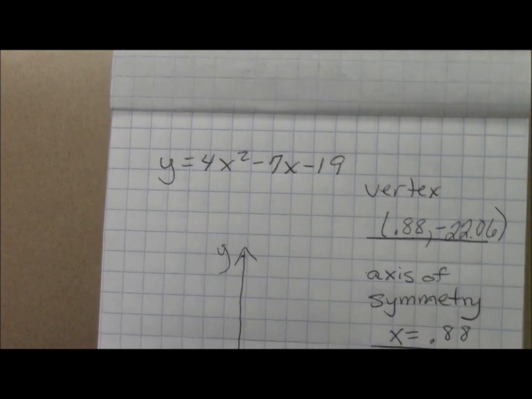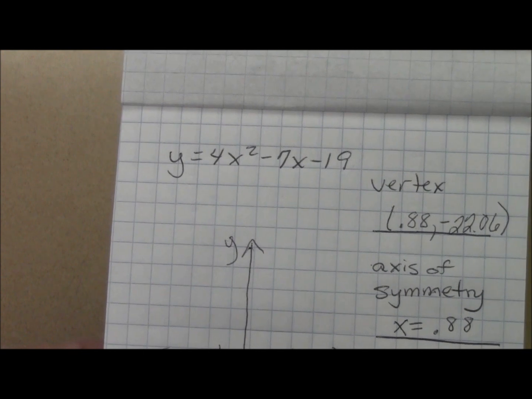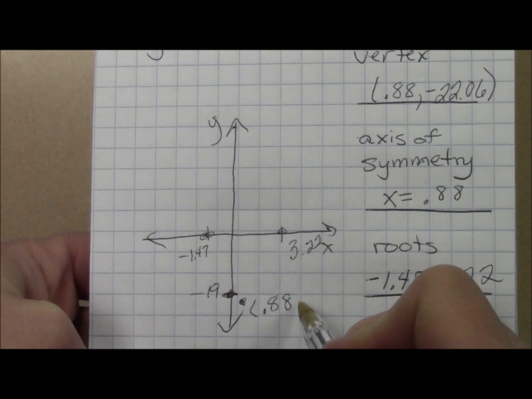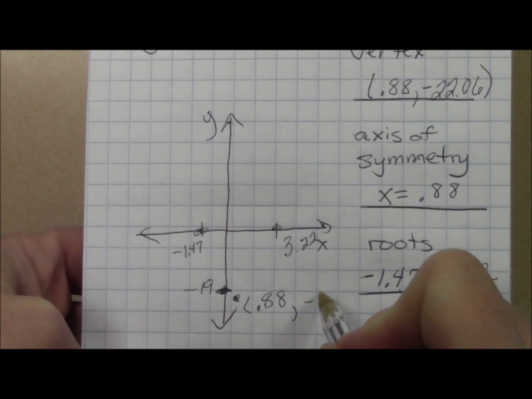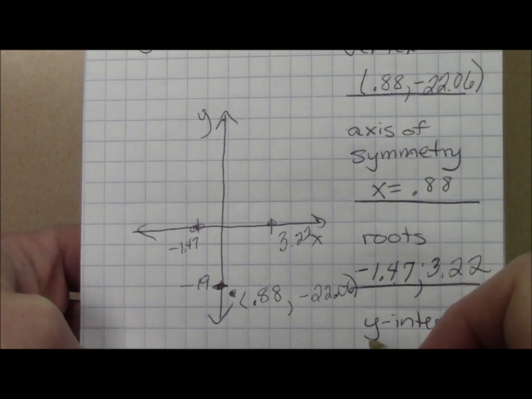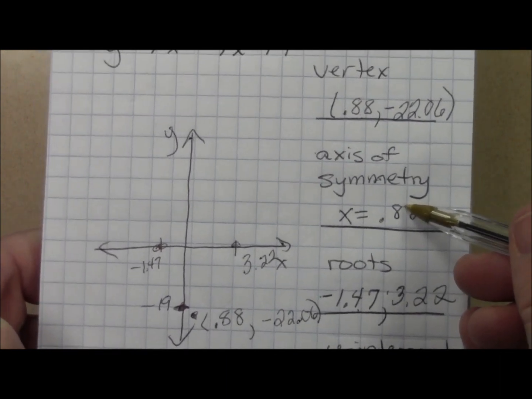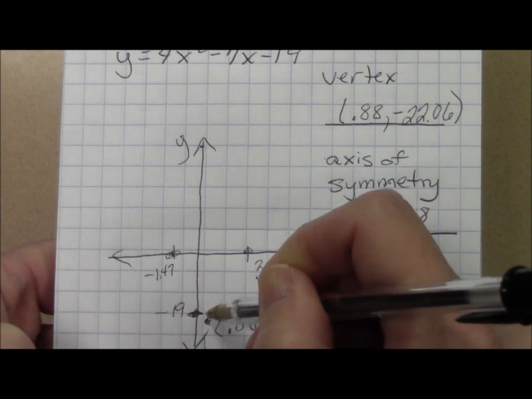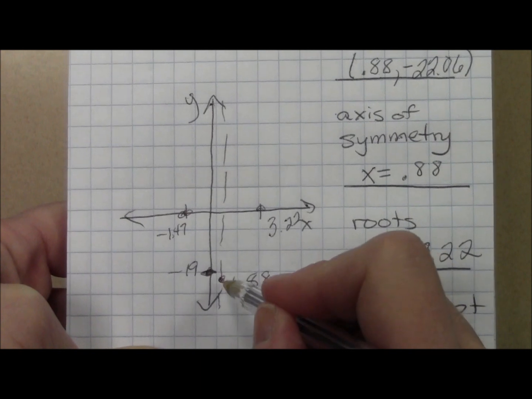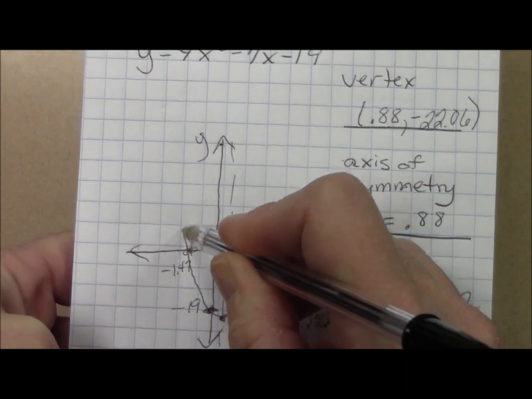Our vertex is at 0.88, which would be somewhere out here, and down at negative 22, a little bit lower. So here's our 0.88. And our negative 22.06. Remember, the axis of symmetry is the imaginary line that goes up through the middle. And then the only thing left to do is actually sketch the parabola, which goes along like this.